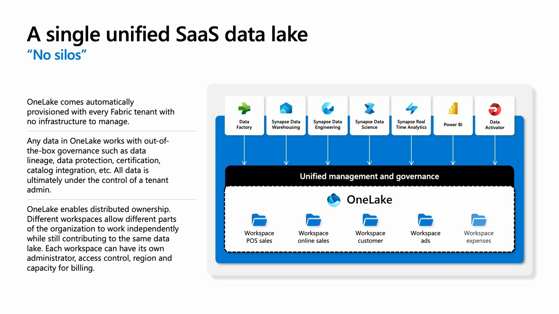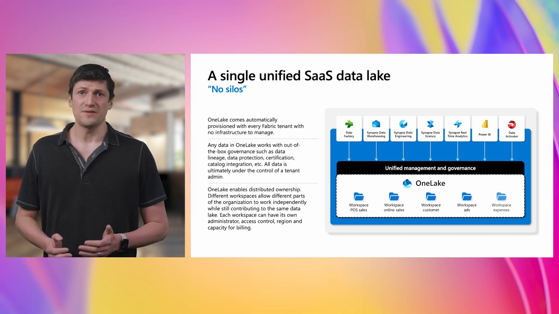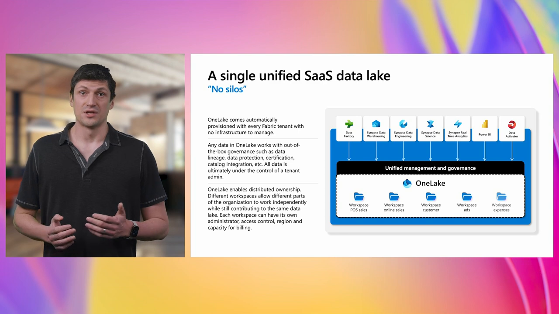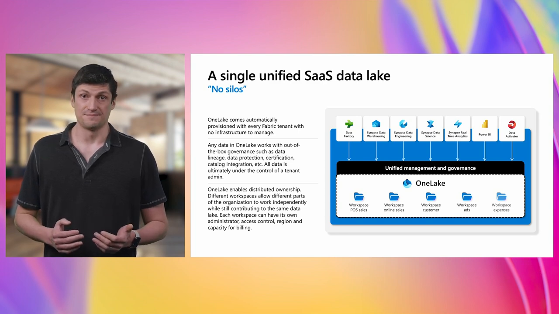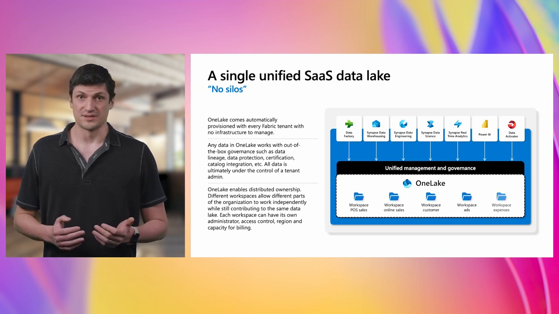The admin sets the initial boundary, and any data which lands in OneLake will automatically take part in out-of-the-box data governance, such as lineage, data protection, certification, catalog integration, and much more. All data is ultimately under the control of a tenant admin. However, it is important that different business groups can work independently without going through a central gatekeeper. Just as an Office user does not need to coordinate with their admin to create a new Teams channel or a SharePoint site, OneLake enables similar distributed ownership through workspaces.